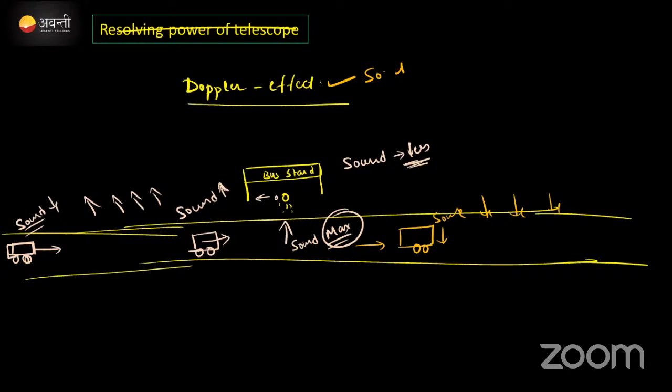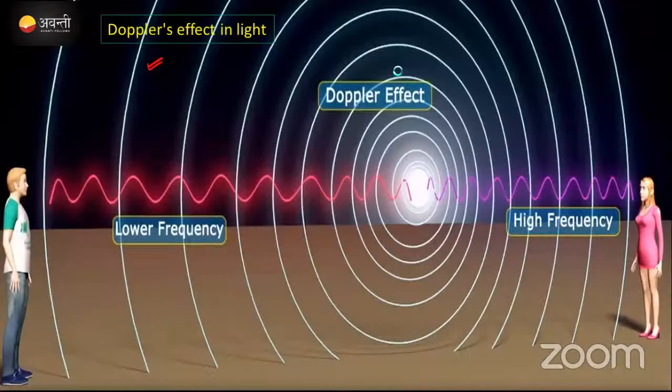What does the Doppler effect say? It means the intensity of a sound will increase when it is approaching towards the person or observer, right? But when the bus is moving away from the observer, again the sound intensity will decrease. This is the effect we call the Doppler effect. Same thing we need to analyze for light.